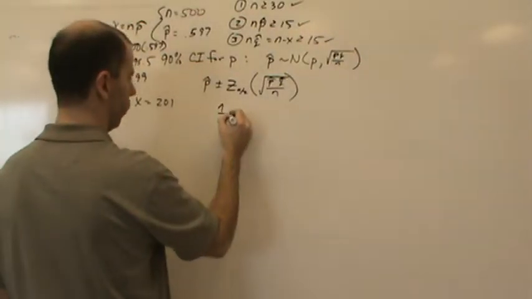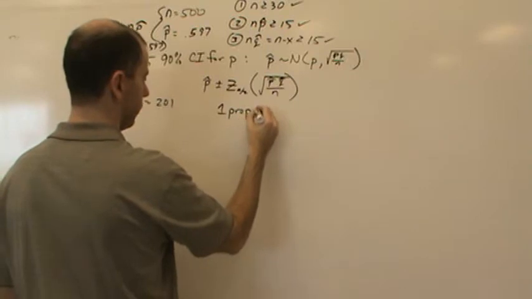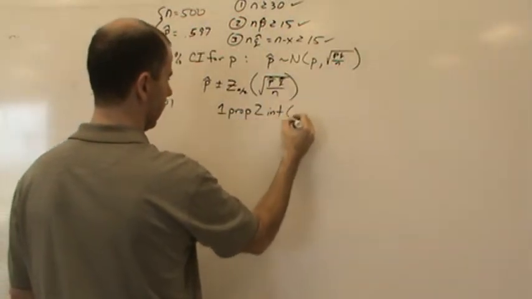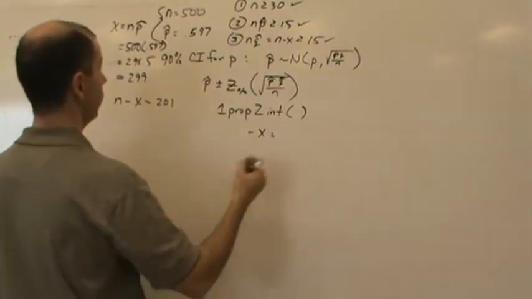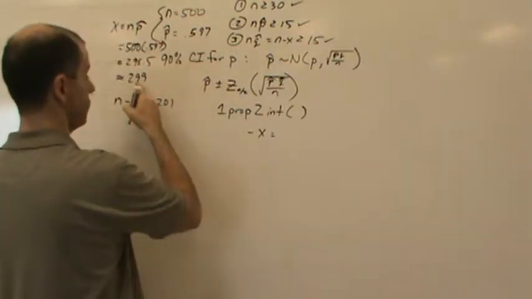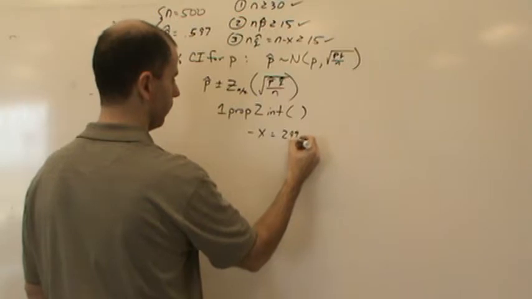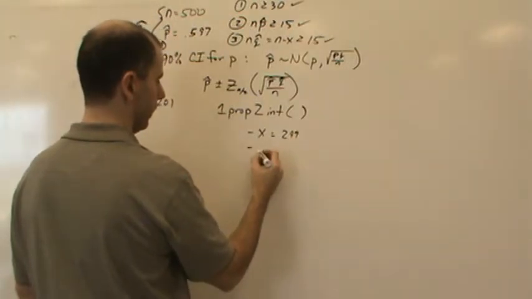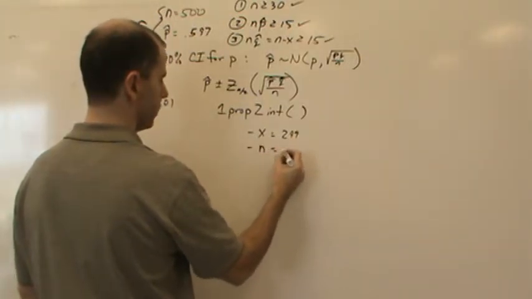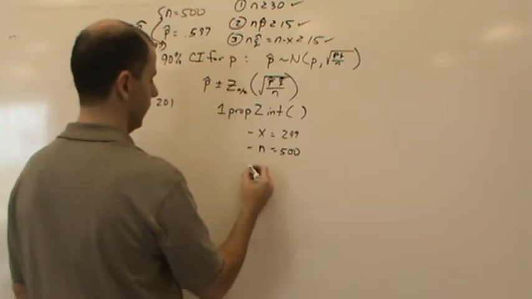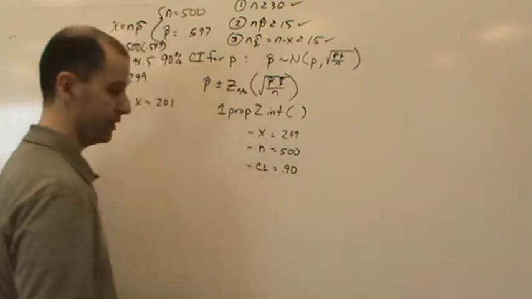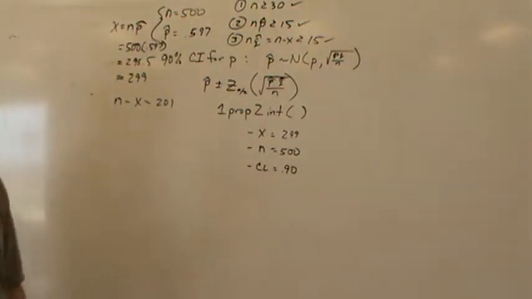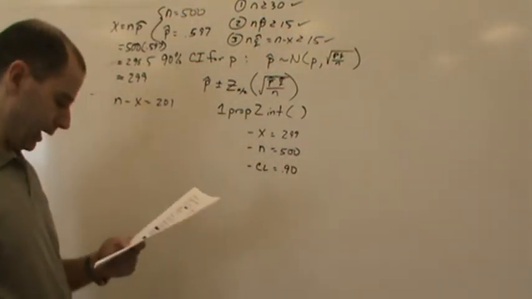So again, 1-PropZInt. All we have to put in is x, which is equal to what? 299. And then n, which is equal to 500. And then our confidence level, which in this case is 0.90. And then you just hit calculate and you're done.